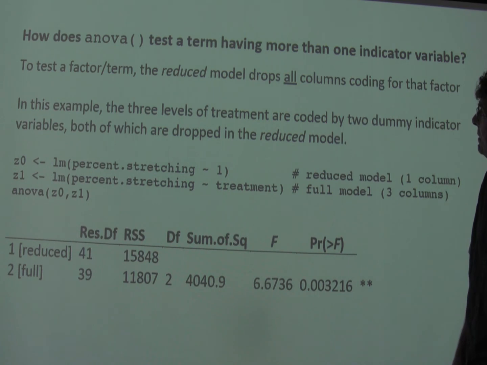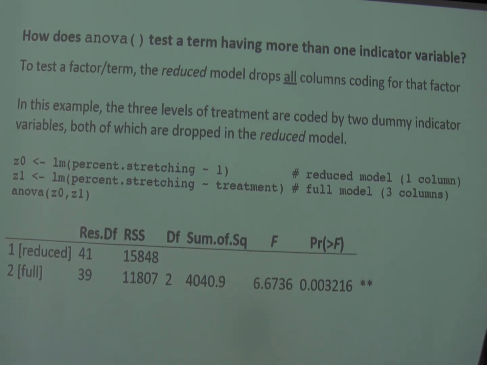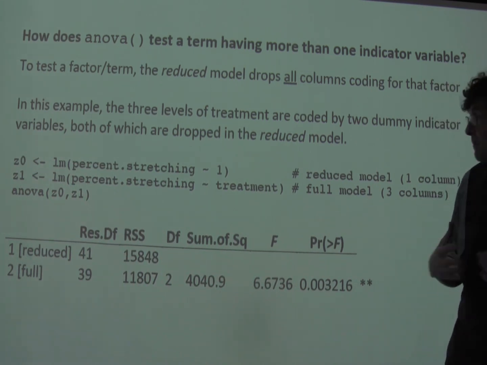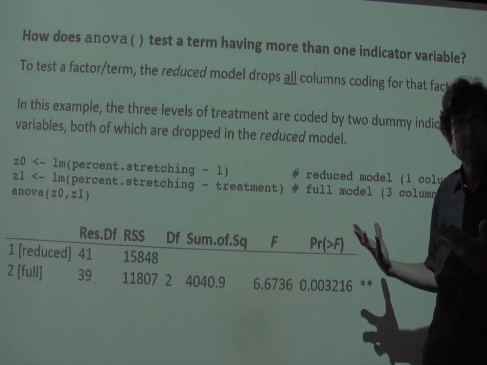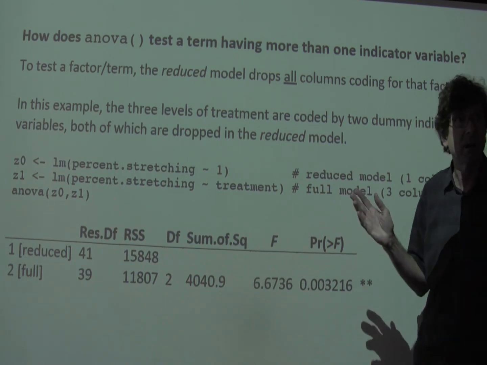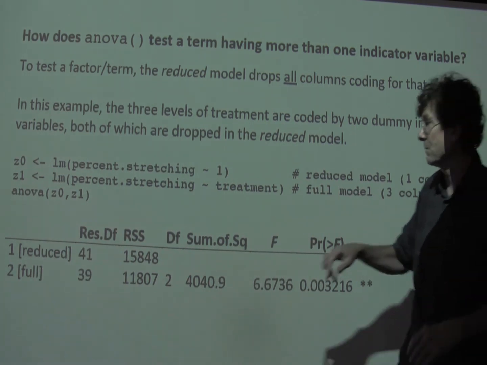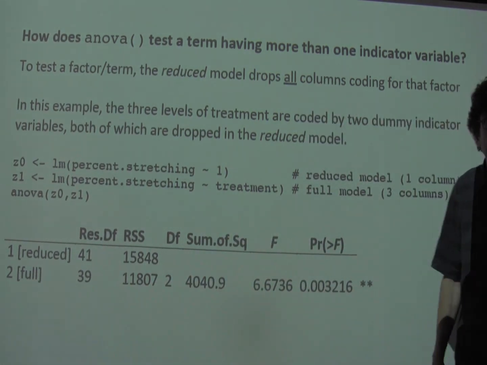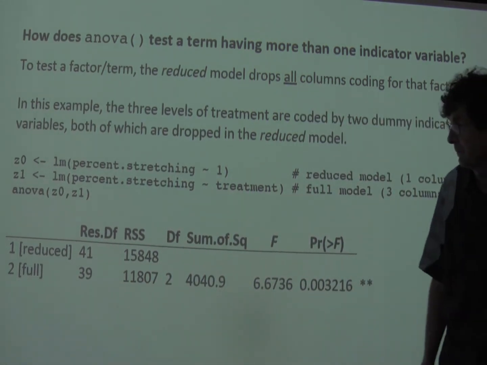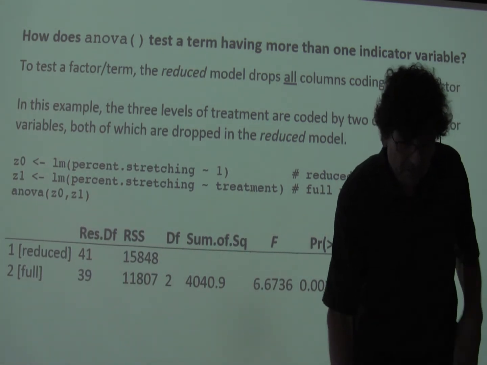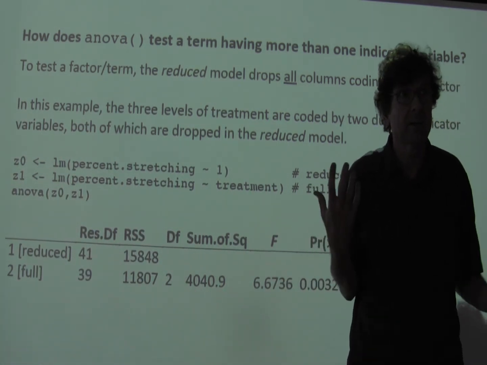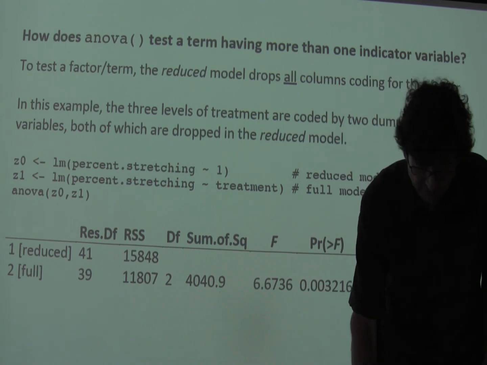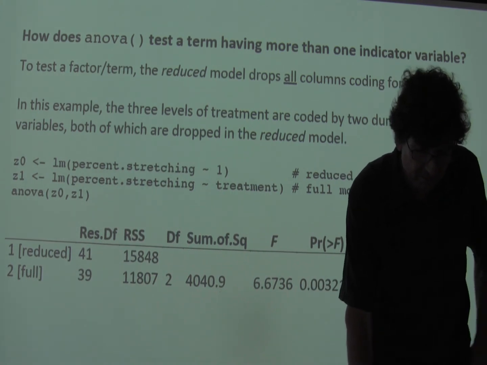Oh yeah, just a quick thing about how ANOVA tests a term having more than one indicator variable associated with it, more than one dummy variable, and the answer is it compares a full model which includes them, and a reduced model in which they're both gone. Okay, and that's why there's 2 degrees of freedom associated with the test of the treatment variable. So in other words, this comparing full and reduced model can drop any number of variables in the comparison, or any number of columns.